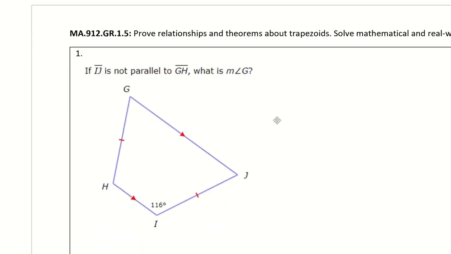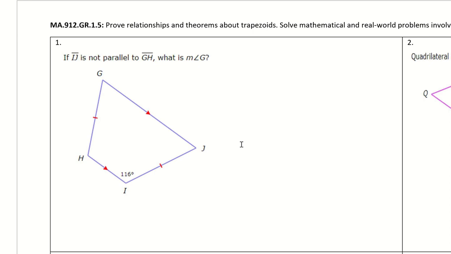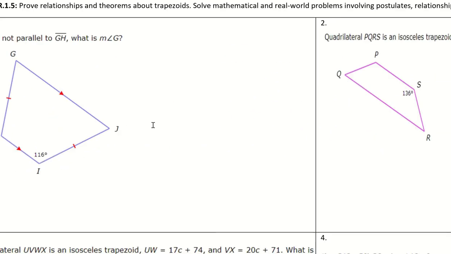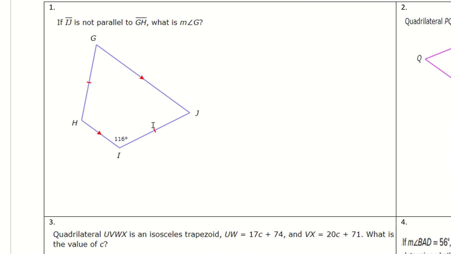All right, so let's move on to the next benchmark here. Prove relationships and theorems about trapezoids. Solve problems involving trapezoids. All right, so if IJ is not parallel to GH, what is the measure of angle G? So this is an isosceles trapezoid because these two sides are congruent.